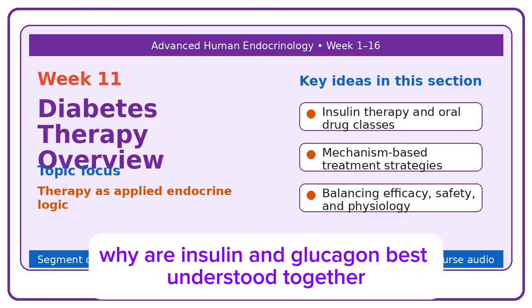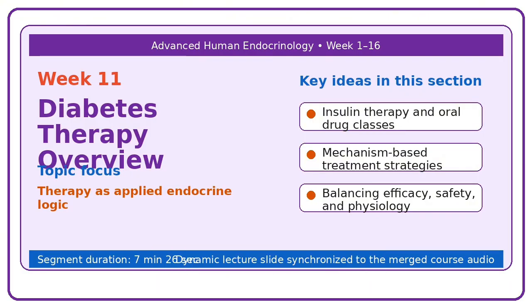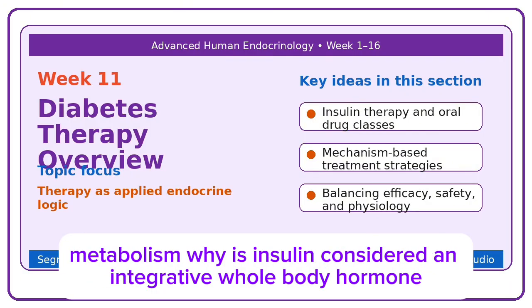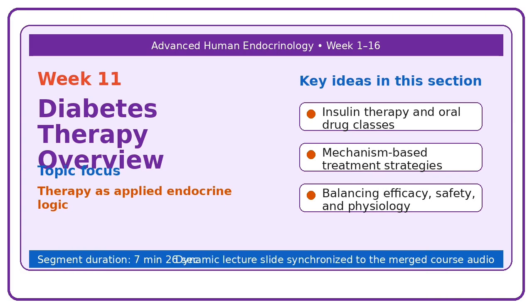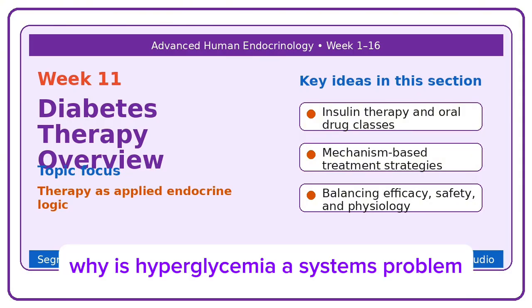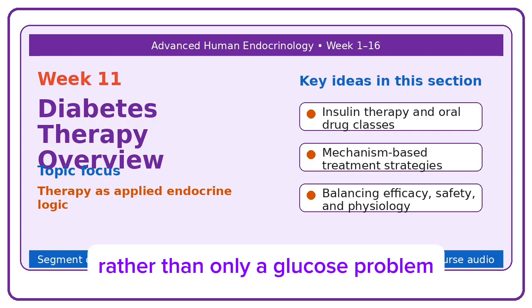Suggested reading guide. Why are insulin and glucagon best understood together rather than separately? How does the endocrine pancreas coordinate fed state and fasting state metabolism? Why is insulin considered an integrative whole body hormone? How do type 1 and type 2 diabetes differ physiologically? Why is hyperglycemia a systems problem rather than only a glucose problem?